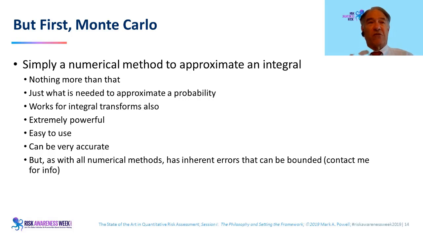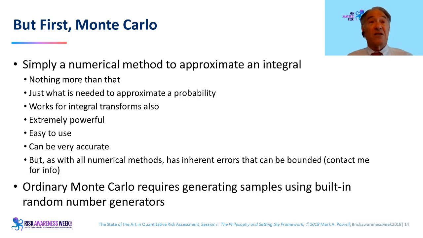But the point is a lot of people, even some real experts in Monte Carlo, aren't really aware of how those inherent numerical method errors work and the sizes of them. And they can be quite large. Now, ordinary Monte Carlo requires that you generate samples using either a built-in random number generator, that could be a pseudo-random number generator, a quasi-random number generator, or it can be a grid if you want. You don't have to have random numbers. You can just use a grid and perform the Monte Carlo calculations to calculate an interval.